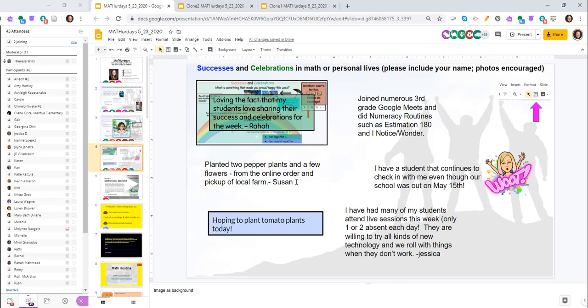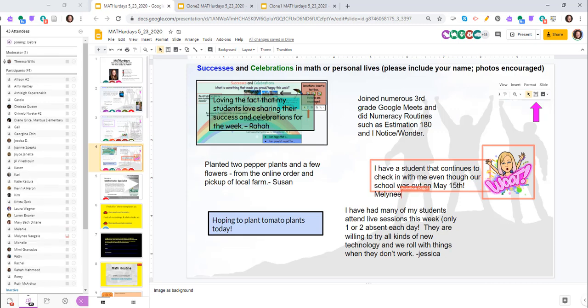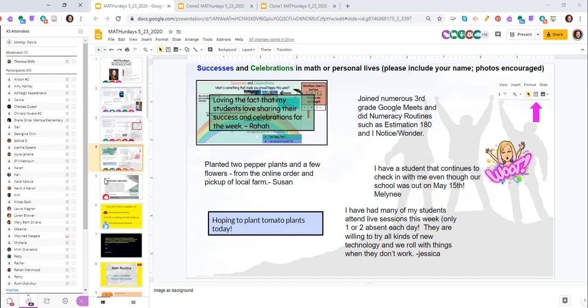Let's see, we've got Susan, who's going to a local farm to pick up some flowers. What are you planting? I planted peppers, marigolds, and pansies.